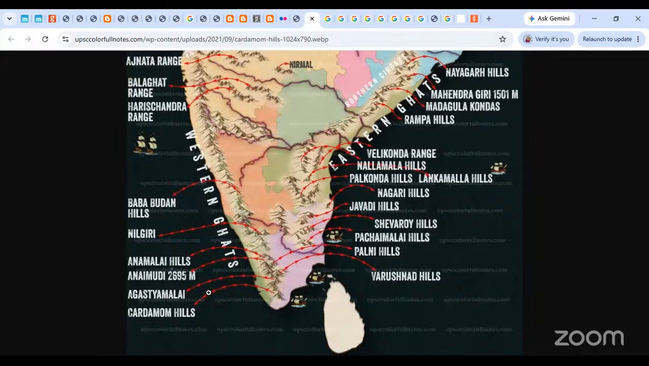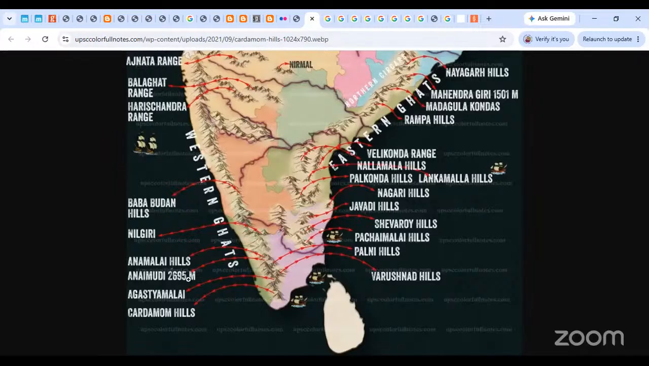Then above that you have the Agastya Malai. There is even a biosphere by that name, and a proper national park and wildlife sanctuary. So now you're looking at the Agastya Malai hills. They also lie between Kerala and Tamil Nadu. These will also be shared by Kerala and Tamil Nadu.